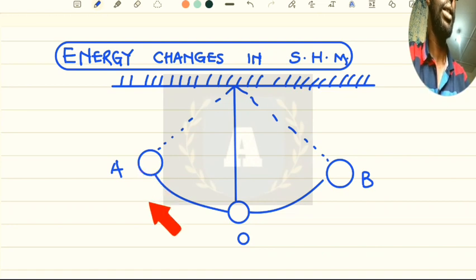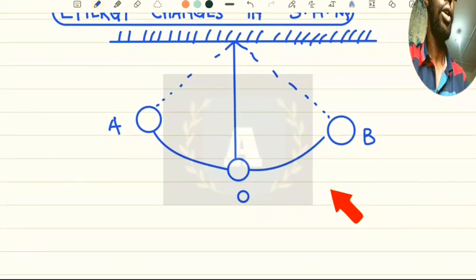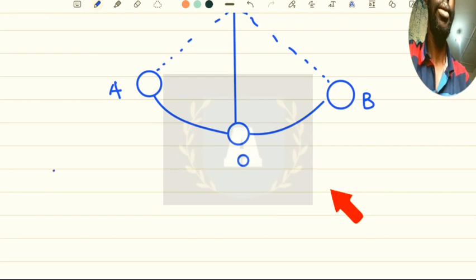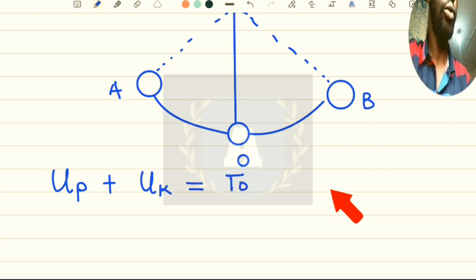So which means that if the total energy of this system is 100 joules, for instance, the addition of the kinetic energy and the potential energy will be equal to the total energy in the system. So energy is not lost. The potential energy plus the kinetic energy is equal to the total energy in the system.